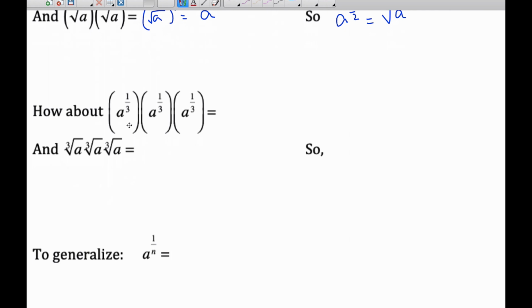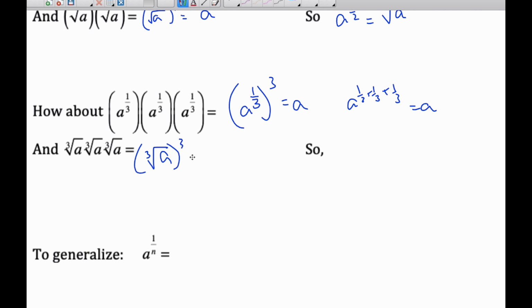Okay, let's try it with a cubed. Well, this is the same thing as saying a to the 1/3 to the power 3, which is a. Or I could go a to the 1/3 plus 1/3 plus 1/3, which is also a. So this is the cube root of a cubed, and I know that is also a to the power 1. And so again, it seems like the cube root of a is the same as a to the 1/3. So a to the 1/3 is equal to the cube root of a.